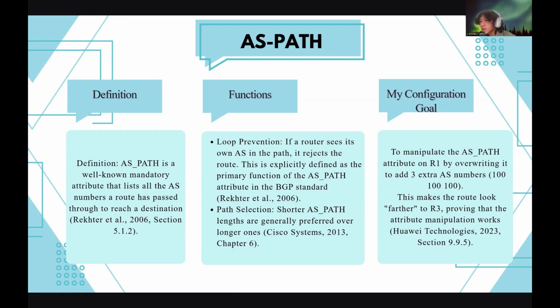So my goal here was to manipulate the attribute. I want to override the path to make it look longer to the remote router, proving that we can control the BGP's decision-making process. So next slide, please.